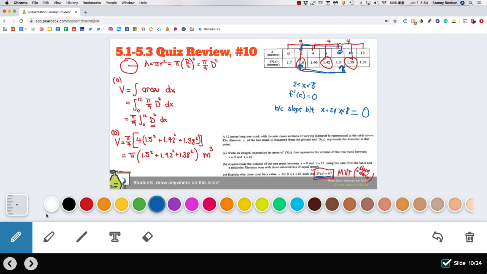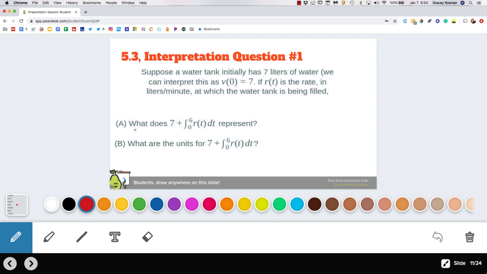Hopefully A and B made a lot of sense. You've seen a lot of these interpretation questions recently. I just want to make sure these are golden and you're really good with them because they're very, very important. So let's break this one down.